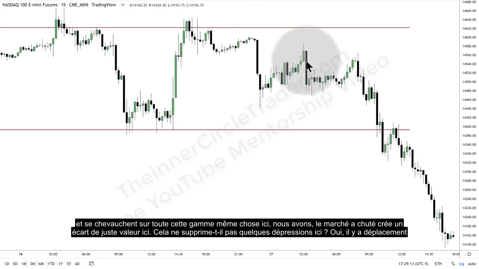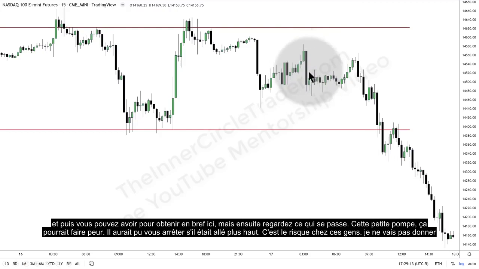Same thing over here. We have the market drop down, creates a fair value gap here. Doesn't it take out some lows over here? Yes. There's displacement. And then you can have an order to get in short here. But then watch what happens. This little pump up might be scary. It could have stopped you out if it went higher.